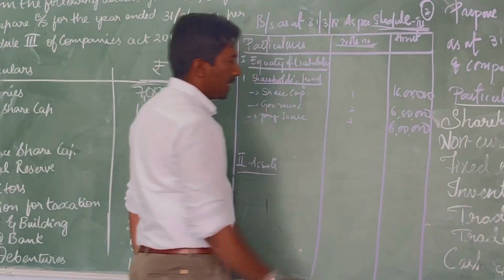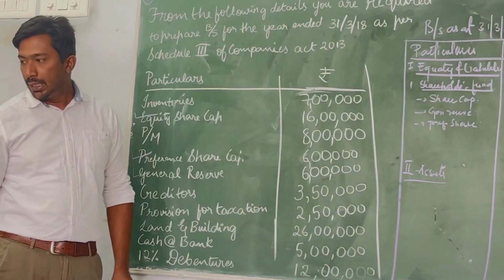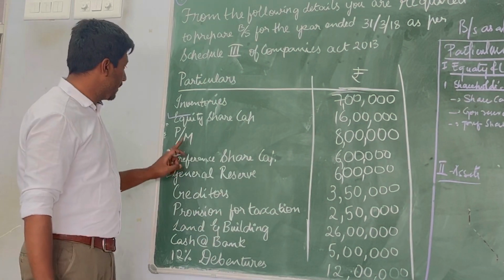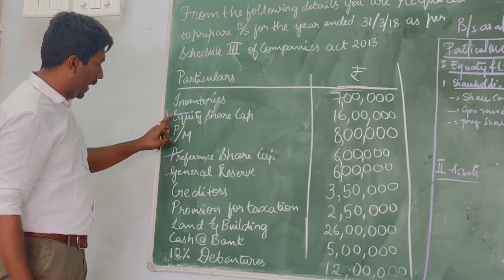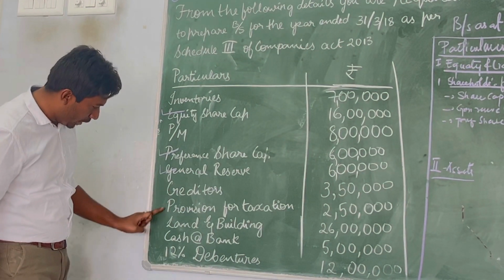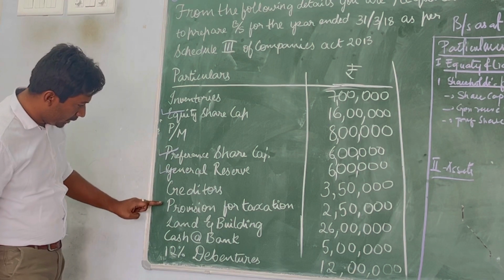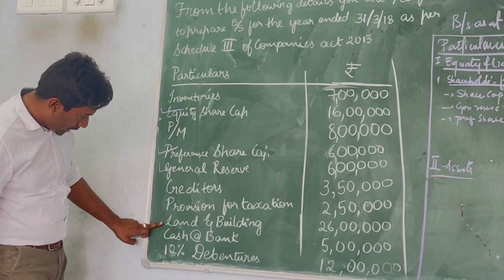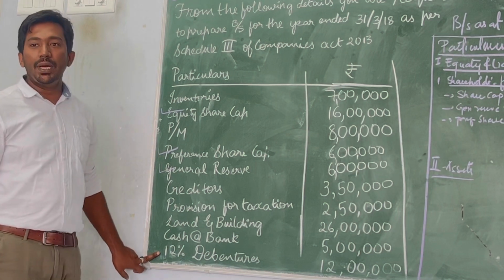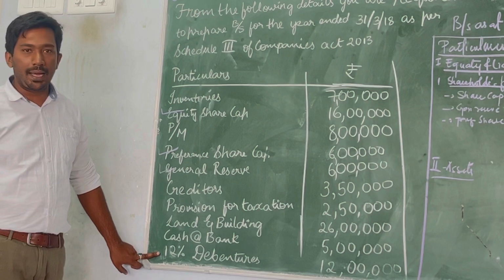6 lakh and 6 lakh. Done? Over? Then next item we have is non-current liabilities. So we will see which are the non-current liabilities. Any non-current liabilities given? Land and buildings, cash, debentures is given. Debentures comes under fixed liability, non-current liabilities.